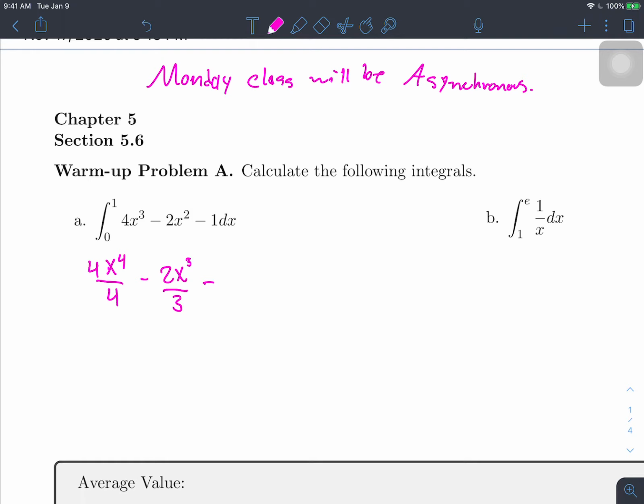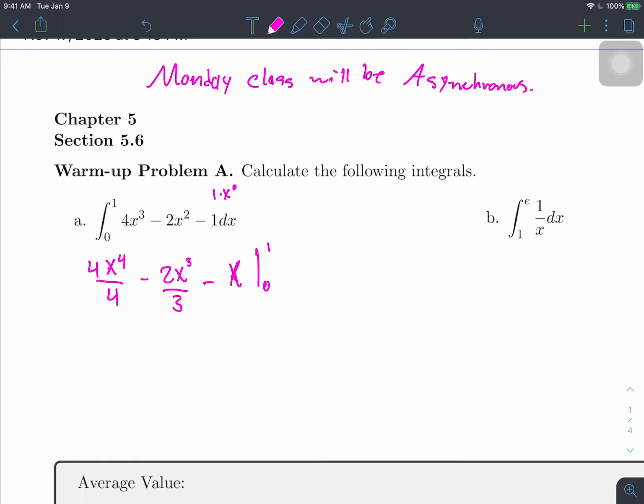We can think of 1 as being like 1 times x to the power 0. So we'll make that 1 times x to the power 1. And we'll divide by 1. And we don't need a plus c because we're doing a definite integral here. So we can choose any antiderivative we want. I'm just going to choose the one where c is equal to 0. And we're just going to now plug in 0 and 1.